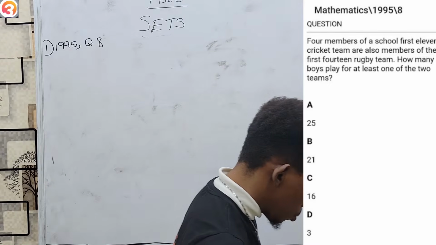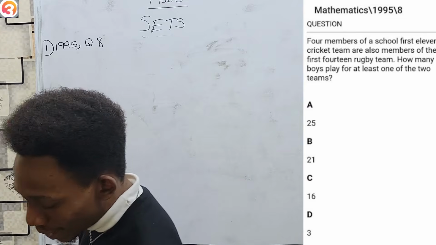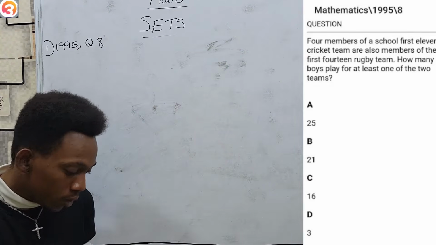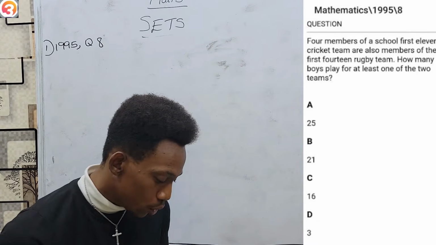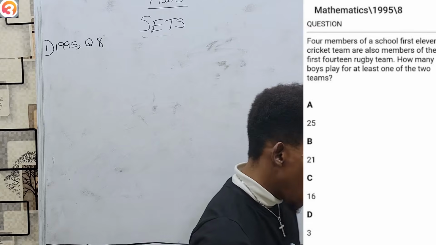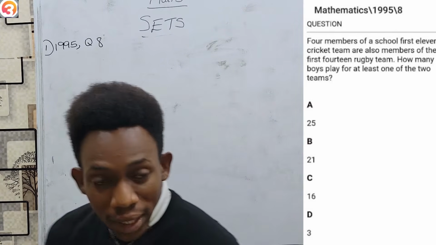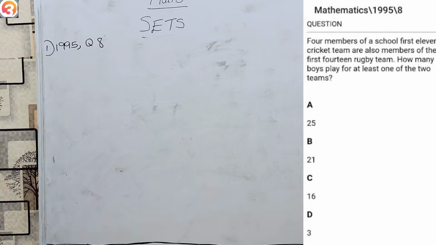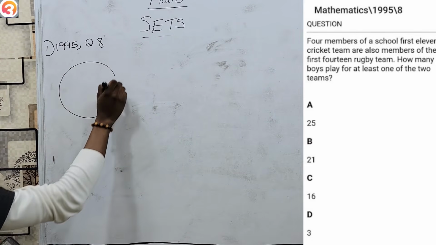1995, question 8. It says, 4 members of a school's first 11 cricket team are also members of the first 14 rugby team. How many boys play for at least one of the 2 teams? There are different ways to write this information, but for now, how about we represent it using a Venn diagram?